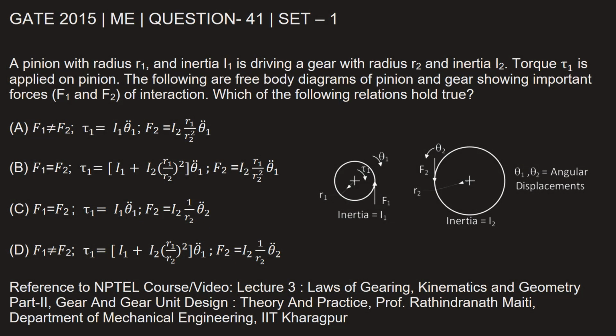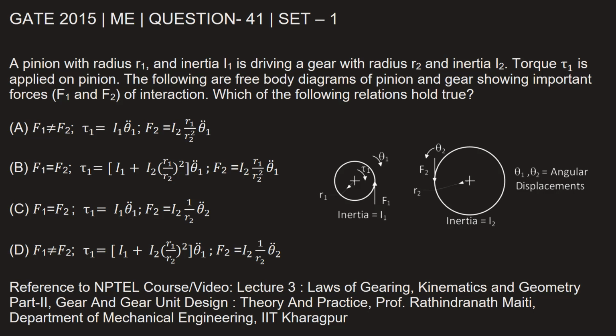This question is from GATE 2015 Mechanical Engineering Paper Set 1, question number 41. A pinion with radius R1 and inertia I1 is driving a gear with radius R2 and inertia I2. Torque tau 1 is applied on pinion. The following are free body diagrams of pinion and gear showing important forces F1 and F2 of interaction. Which of the following relations hold true?